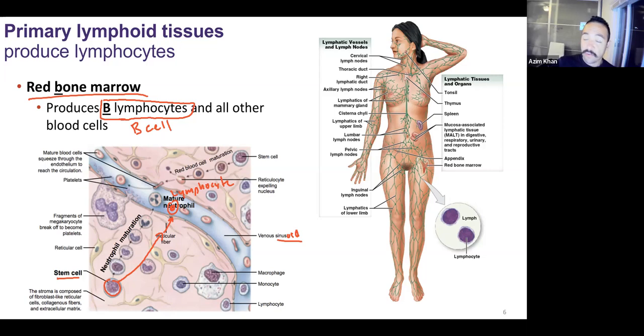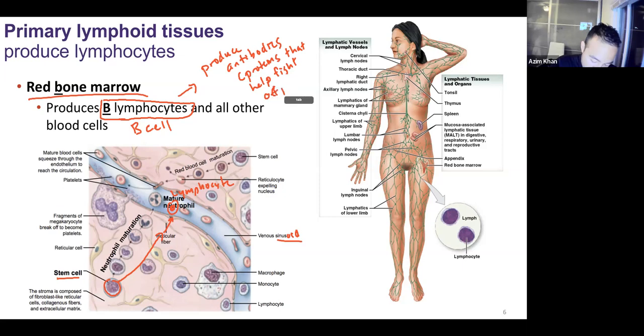And B lymphocytes, what they do, if you're curious, I won't test you on this, is that they produce antibodies. Antibodies are proteins that help fight off pathogens. How they do that, you'll talk about in physiology. It gets more technical than that, of course, but the gist of it is it helps fight off pathogens. So that's our first primary lymphoid tissue.